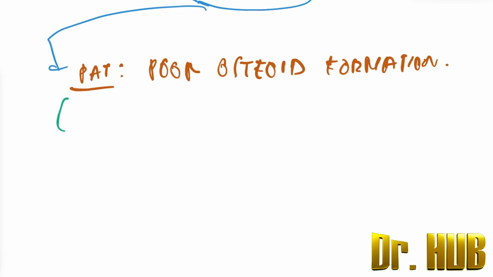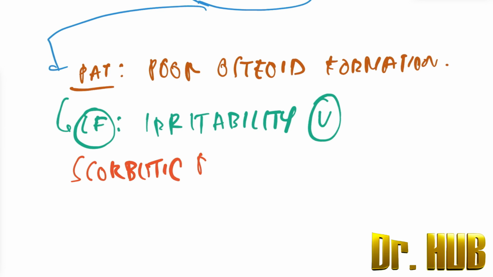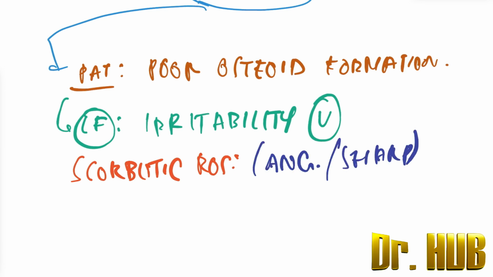And what is the clinical feature? The clinical feature is irritability. In vitamin C, irritability is very prominent. Then comes the question on the scorbutic rosary. Here it is going to be angular as well as sharp at the costochondral junction.